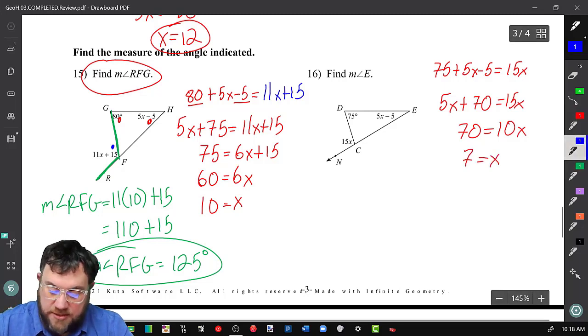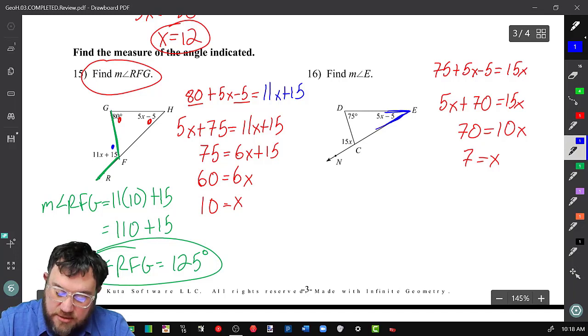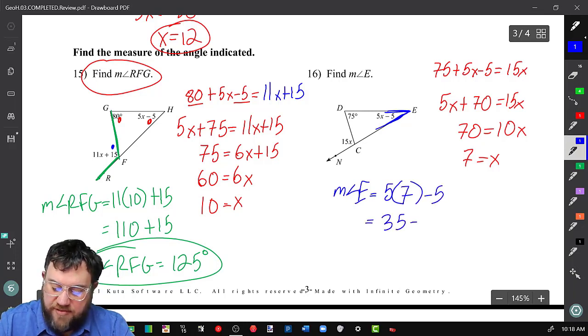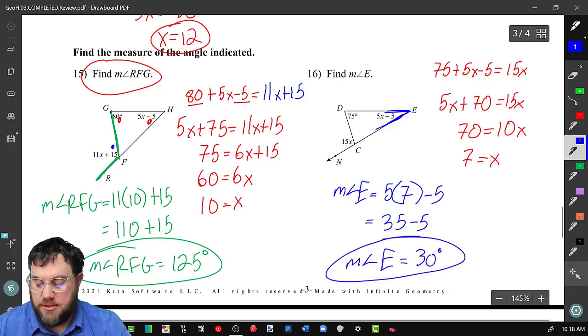That's not what it tells us to find. It wants this angle. The measure of angle E equals 5 times 7 minus 5. That'll be 35 minus 5. So the measure of angle E is 30 degrees.